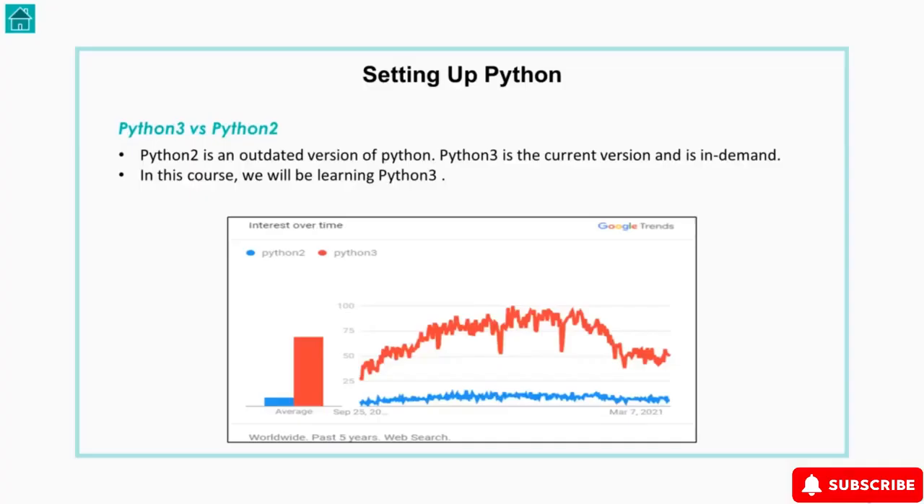In this course, we'll be working with Python 3. Python 2 is an outdated version of Python and is no longer supported. The following graph shows the popularity of Python 3 versus Python 2 over the last 5 years. And as you can see, Python 2 is hardly in the competition.